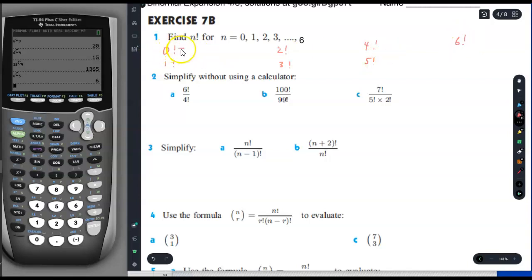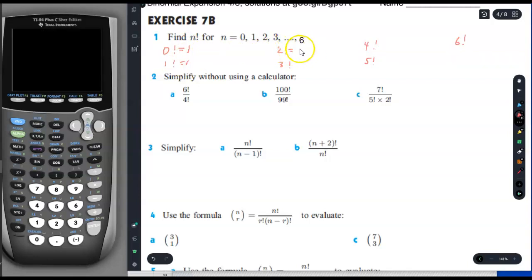Okay? So 0 factorial, remember, is defined to be 1. 1 factorial is, of course, 1. And 2 factorial is 2 times 1, so it's just 2. That was an easy one. 3 factorial is 3 times 2 times 1, so it's just 6, right? Okay, now we're starting to get into slightly more difficult ones.